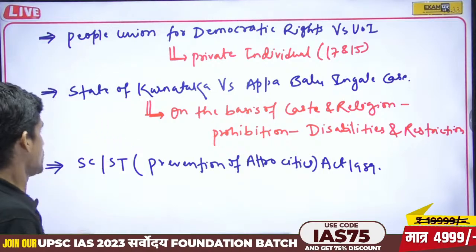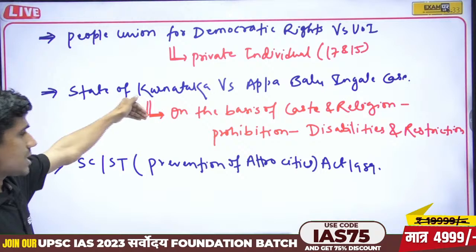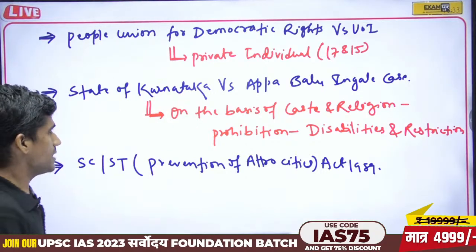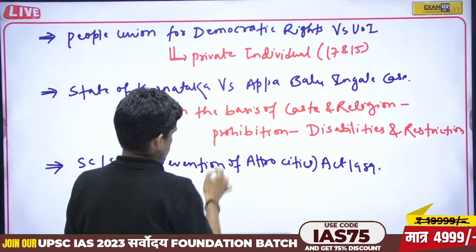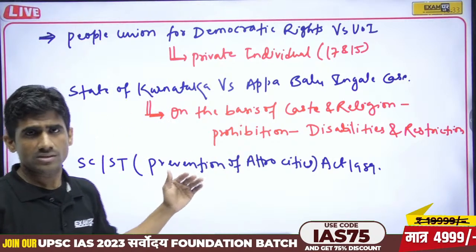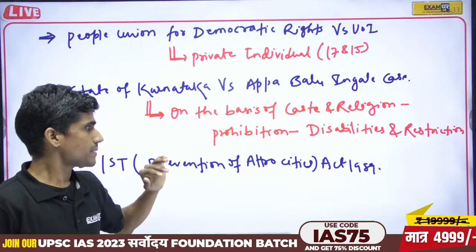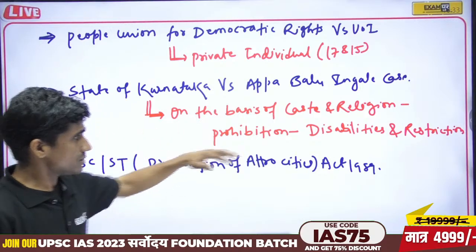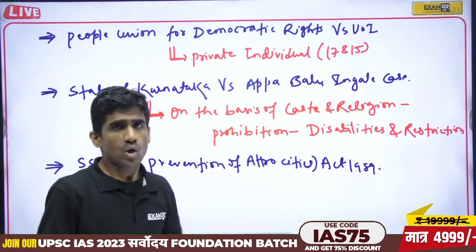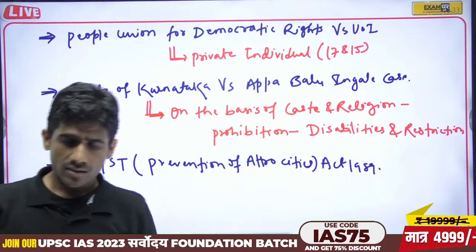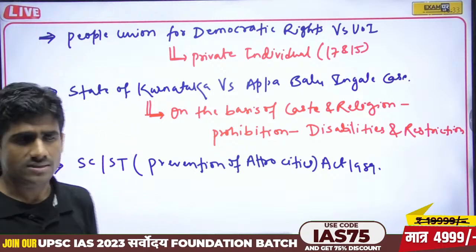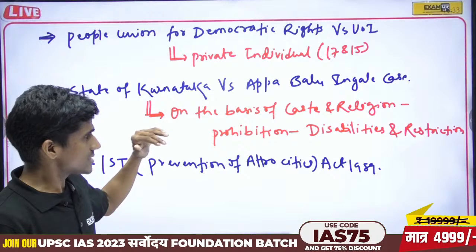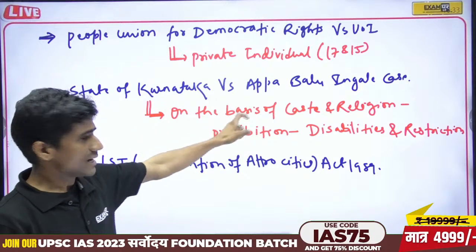State of Karnataka versus Appa Balu Ingle is a very important case, and in this case there are some restrictions on the basis of caste and religion. Any restrictions or disabilities on the basis of untouchability, caste and religion are prohibited.